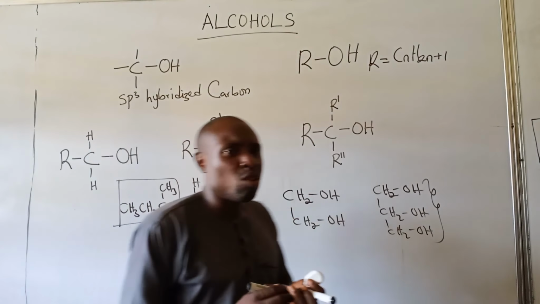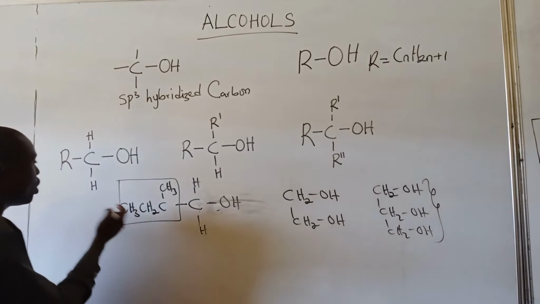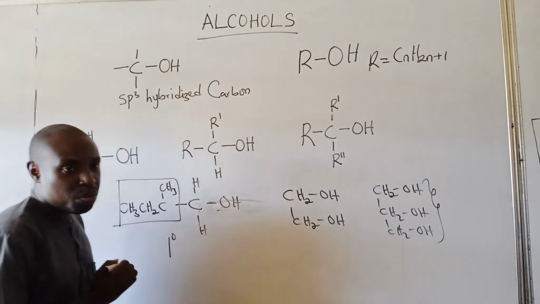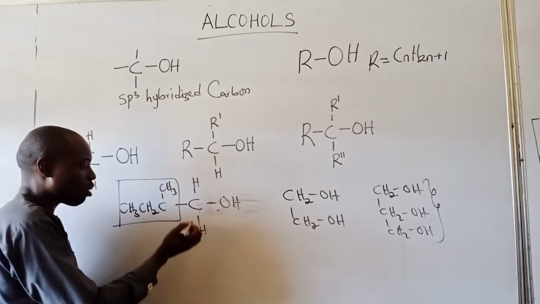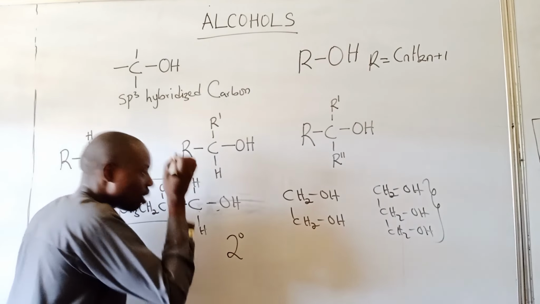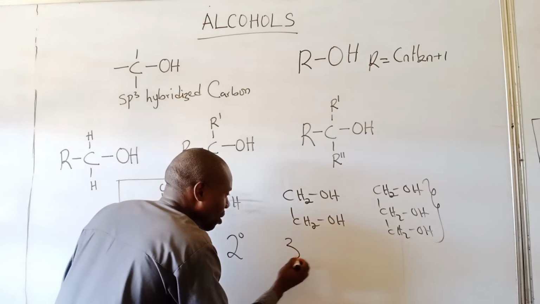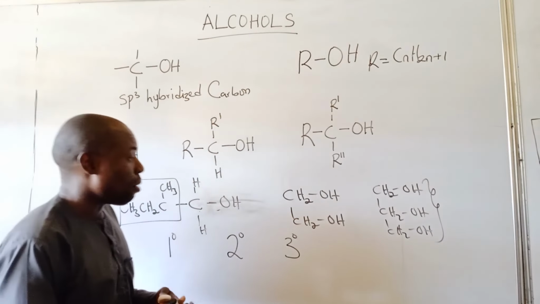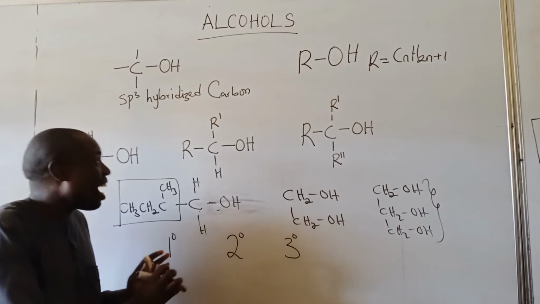Now we move to the secondary alkyl, and we denote the primary alkyl group as 1 prime, the secondary as 2 prime, and the tertiary as 3 prime, if I will put it in this regard.